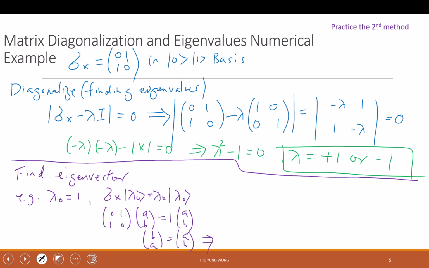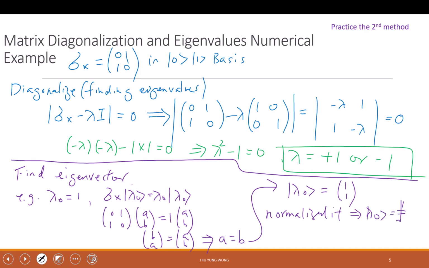The elements should be the same. A equal to B, right? And then plus you need the normalization condition, but anyway, I would just say that we want lambda 0 to be the same, right? As I told you last time, you can multiply by anything, because there are infinite number of solutions. So I just choose 1, 1, right? But I need to normalize it. Then I get lambda 0 equals 1 over square root 2.